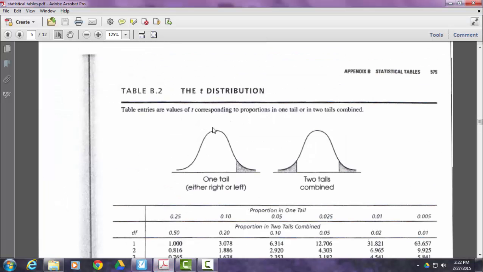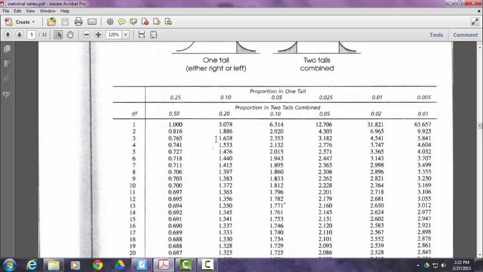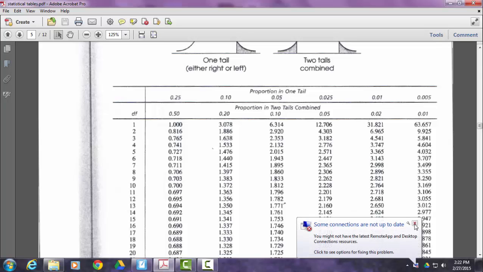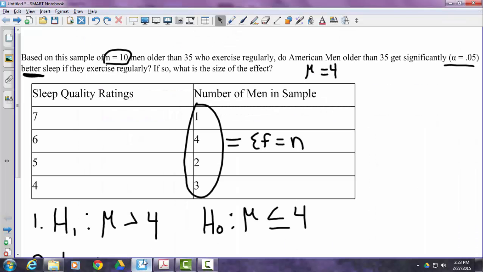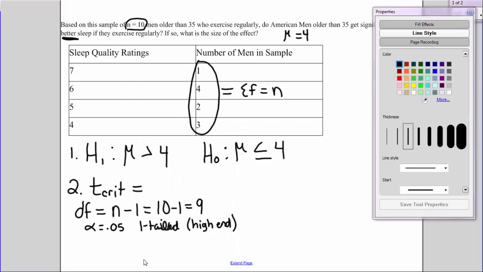So here's our t-distribution. We look for degrees of freedom 9, and we're looking at a one-tailed test with an alpha level of 0.05. So this is the only column that we're interested in, right? One-tailed test, alpha level 0.05. We go down and we see where that matches up with our 9. And I'm looking right here. So 9, boom, one tail, 0.05 is our alpha level. So 1.833 is the critical value for this test.